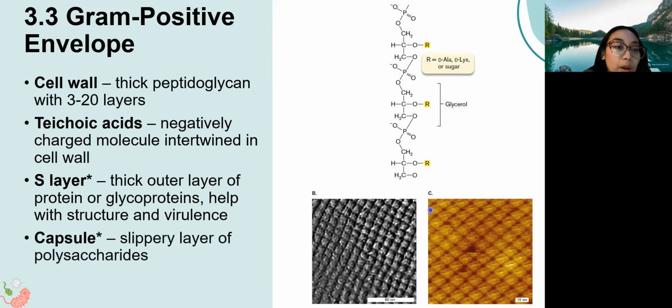And then some gram-positives even have a capsule. A capsule is a slippery layer, usually made up of polysaccharides. It's also used for virulence because it makes them slippery, so they're not as easy to catch with immune cells, things like that. With these two, we're going to talk about them in detail when we go over how bacteria actually cause infections. So right now, just know that they exist. That's pretty much all you need. By the way, the S layer and capsule are not found in all gram-positives. Only some have these two. It's kind of an exclusive thing.